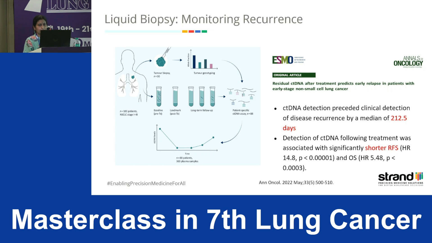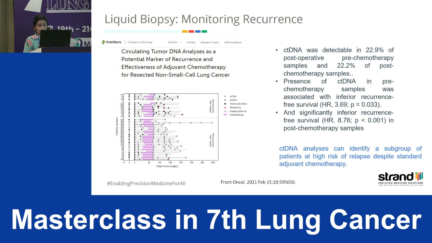This is for recurrence. I'm almost out of time, so I will not talk about this too much, but I think this was talked about in an earlier talk today, that detection of ctDNA following treatment was associated with shorter recurrence-free survival. Similar concept: if you see ctDNA after surgery or after any primary intervention, there's some of the tumor lurking around, and it could mean that there's a likelihood of it recurring sooner than in others. This is another study of the same kind.